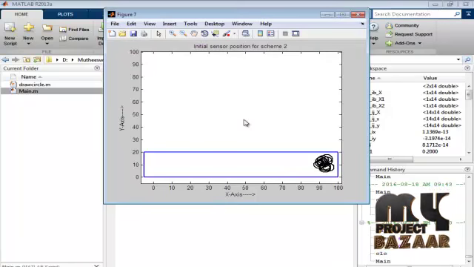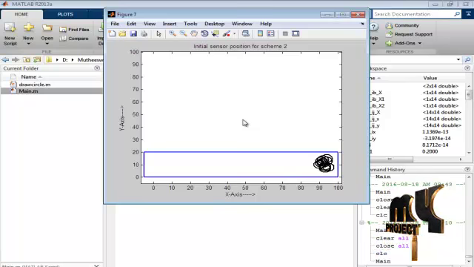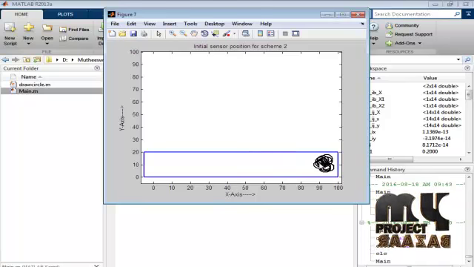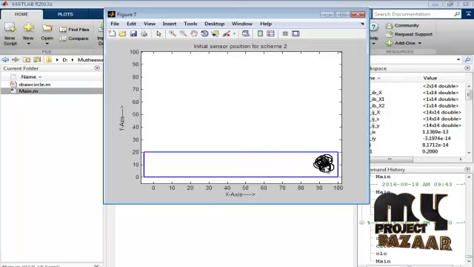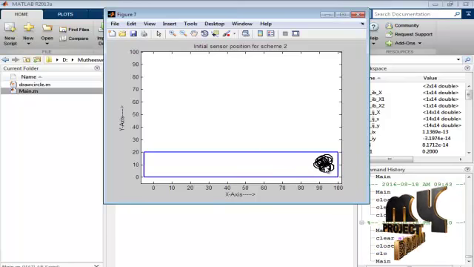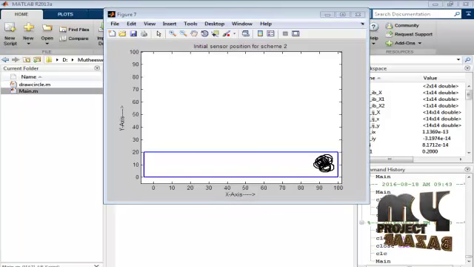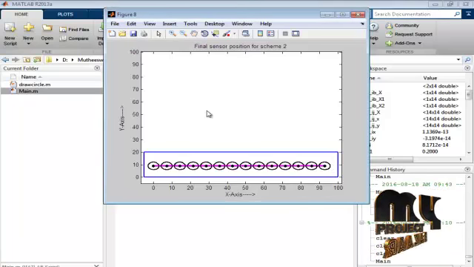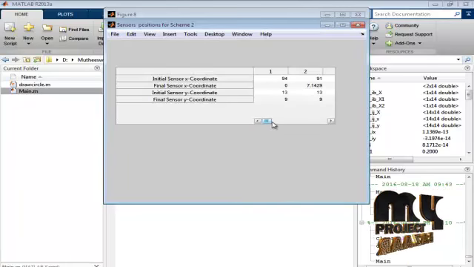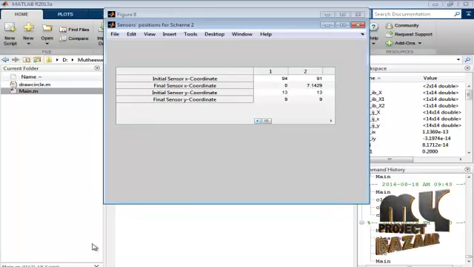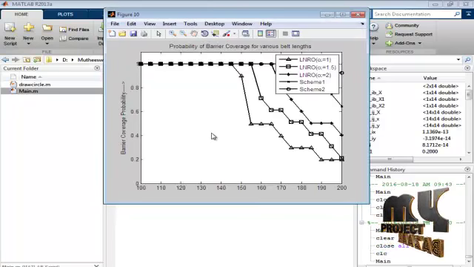This is the initial sensor position for scheme 2, that is the orange graph. Here the sensors are grouped at the end of the rectangular belt, that is the rightmost corner of the rectangular belt, and this is the final sensor position for scheme 2. After performing the scheme 2 operation, we obtain the final sensor positions, and these are the values of the initial sensor x and y coordinates and final sensor x and y coordinates for our scheme 2 operations.